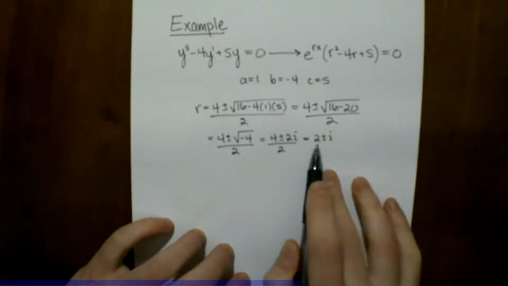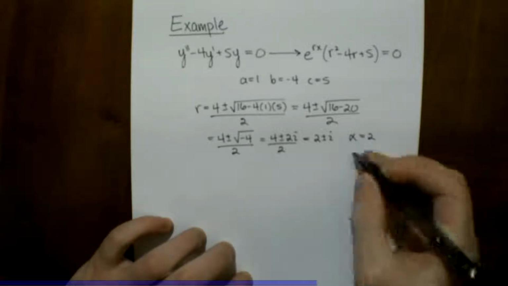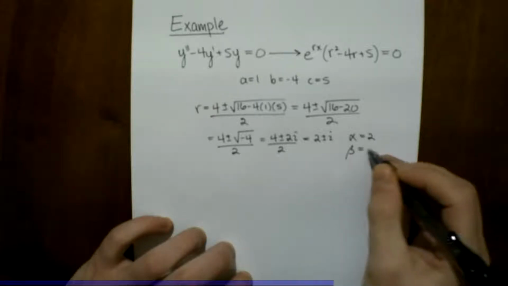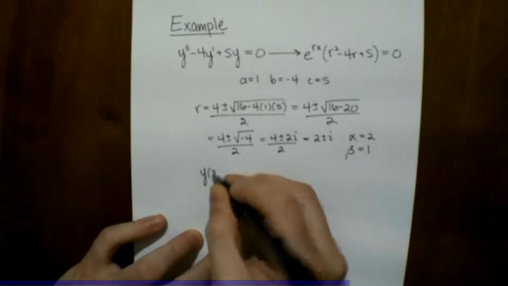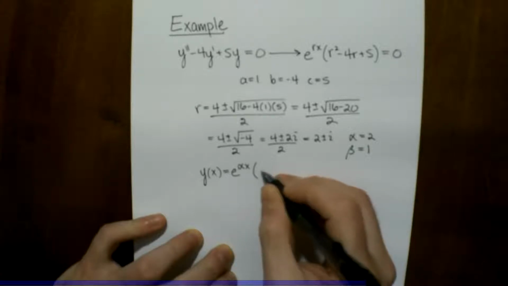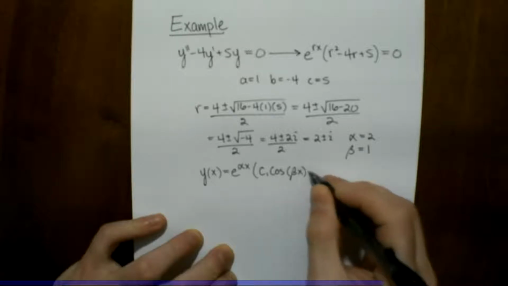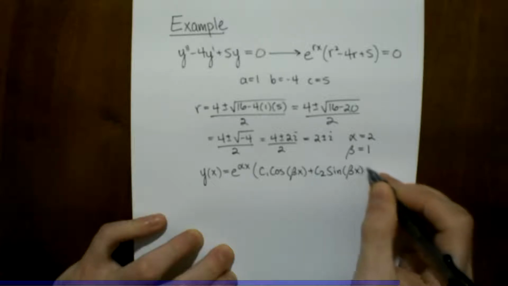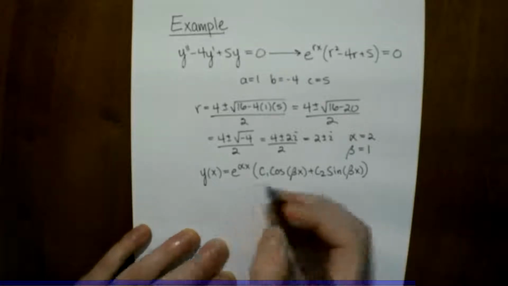In this case, our complex number has an alpha value, or a real value, of 2, and our complex part, the coefficient in front of the I, is 1. So if you recall the general statement that we used before, it was y of x equals e to the alpha x times the quantity c1 cosine of beta x plus c2 sine of beta x. And this is not that bad at all. We actually have alpha and beta right here. So let's go ahead and put those in.